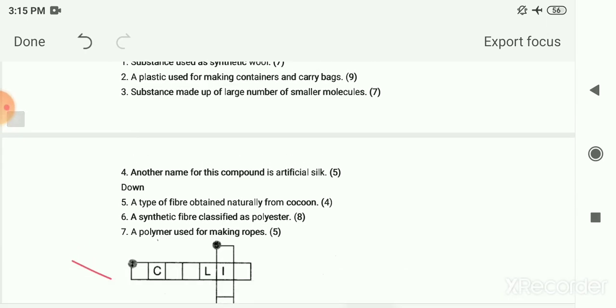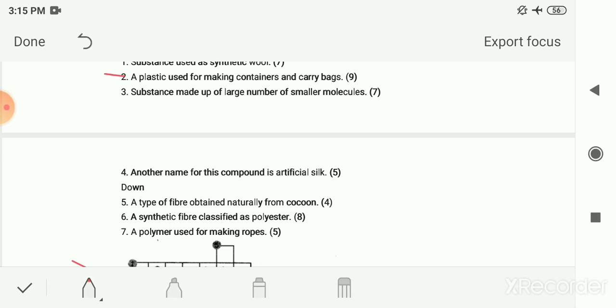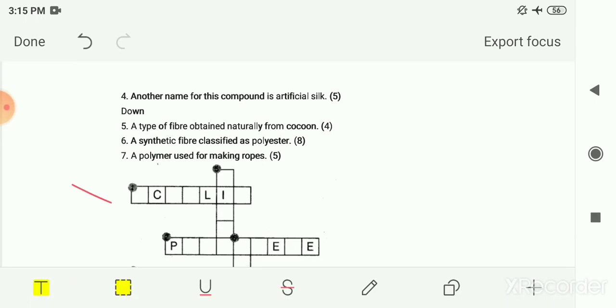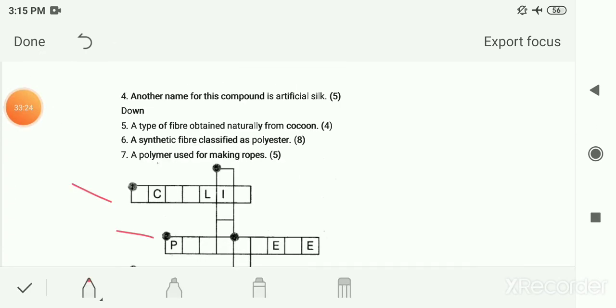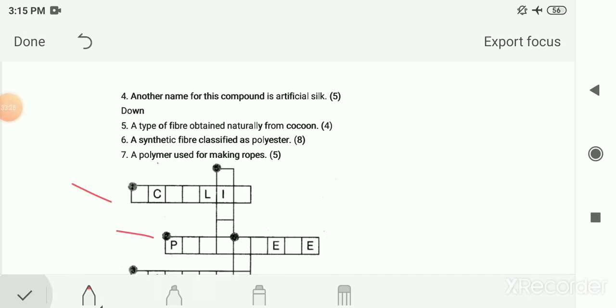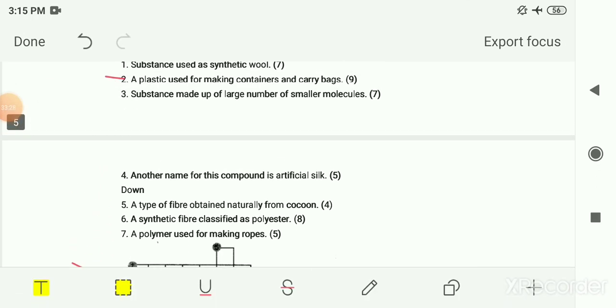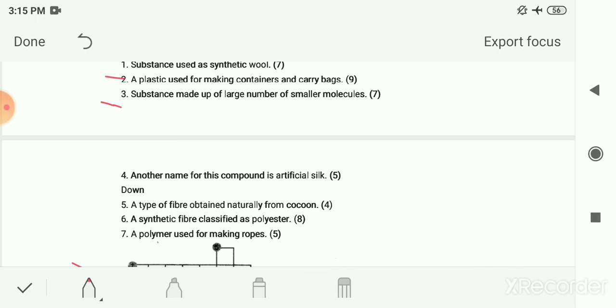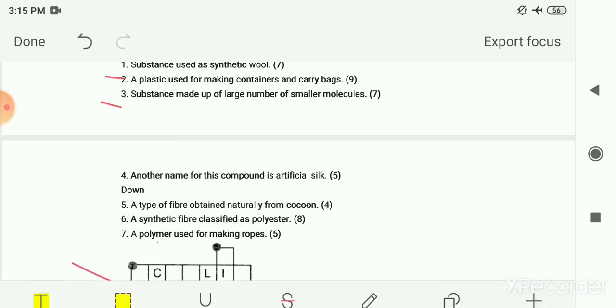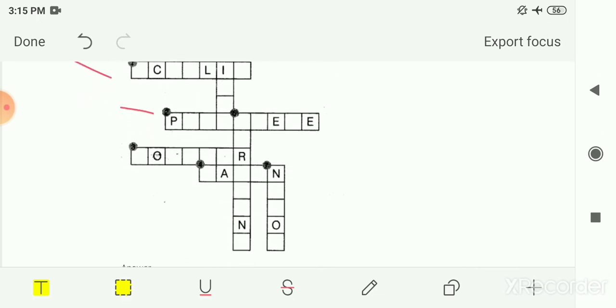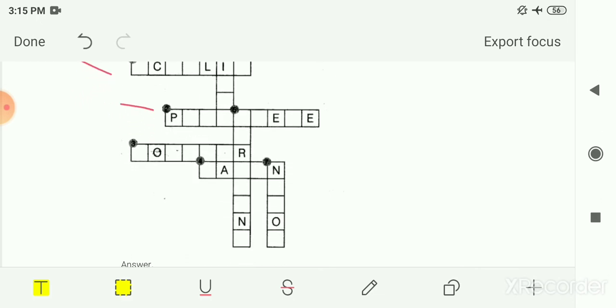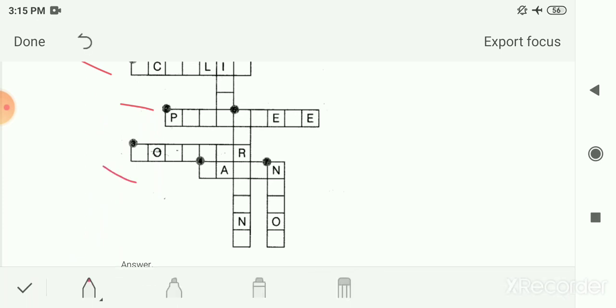Next is a plastic used for making containers and carry bags. The plastic from which we make containers and carry bags is polythene. Next is a substance made up of a large number of smaller molecules. It is known as polymer. So here you have to write polymer, in across, third number.